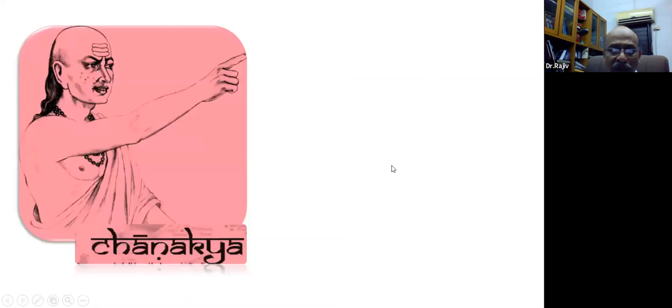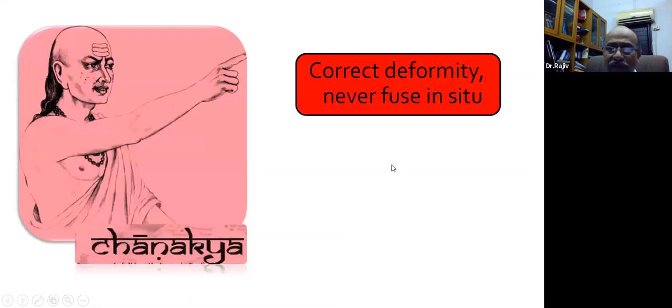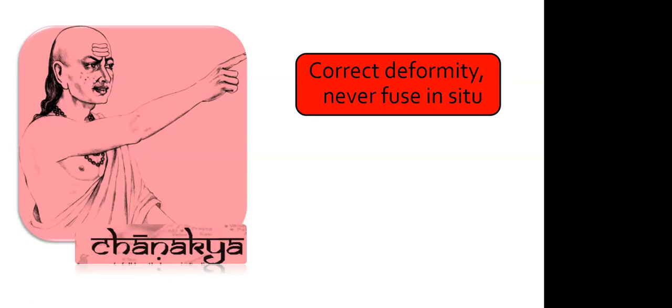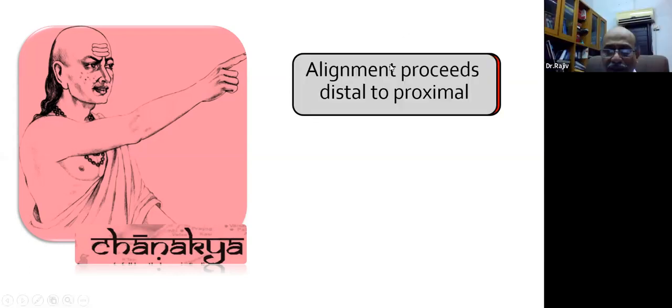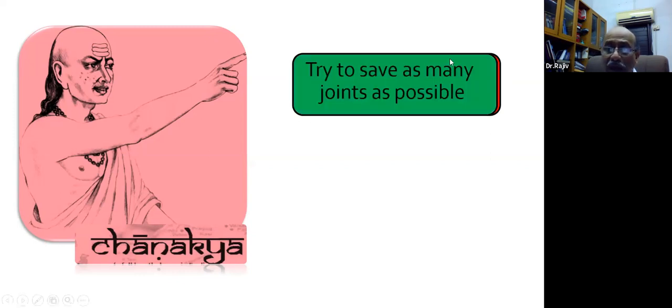So what are the Chanakya sutras for arthrodesis? One has to correct the flat foot deformity. Don't fuse, don't do arthrodesis in situ. You need to align first proximal, then distal. So align your midfoot over hindfoot, align your forefoot over midfoot. You try to salvage as many joints as possible.